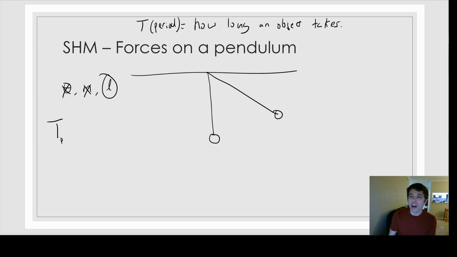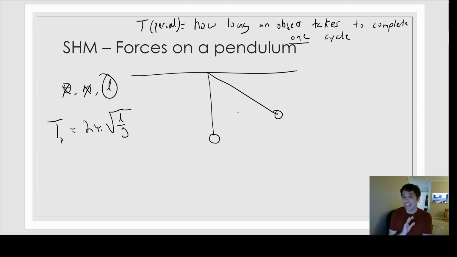Just kidding. How long an object takes to complete one cycle, right? Cycle means down and back, right? Down and back. All right, so the period of motion for a pendulum is 2 pi times the square root of L over g, where g is the acceleration of gravity, so on Earth, 10, right? And L is the length of the string. That's the only thing that matters, right? That's it. You can change the mass. You could even change the angle.